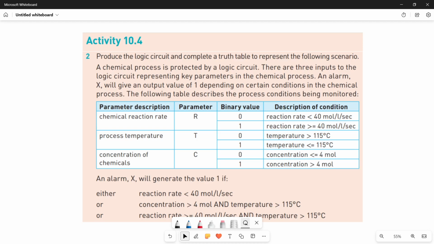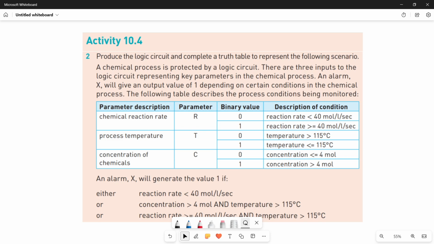Since we have started activity 10.4 of chapter number 10, Boolean logic, in this video we will be doing question number 2. Question number 1 is already done, parts A, B, C, D, E. So you can watch the previous videos to understand question number 1. Now quickly moving towards question number 2.